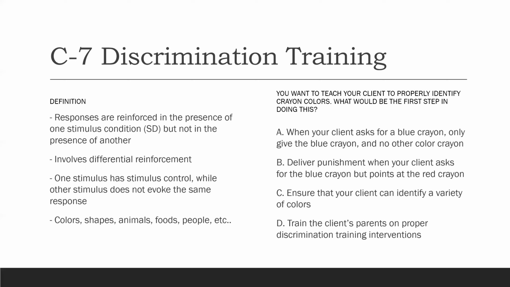And then D, train the client's parents on proper discrimination training interventions. This should come at some point for sure. Parent training is a big part of what we do, but it's not the first step. This is going to come after you've already established discrimination, and then you and your BCBA can go through it with the parents, so when they're at home, they can work on it as well. So again, discrimination training, very straightforward, very easy. You should get these questions right on the test.